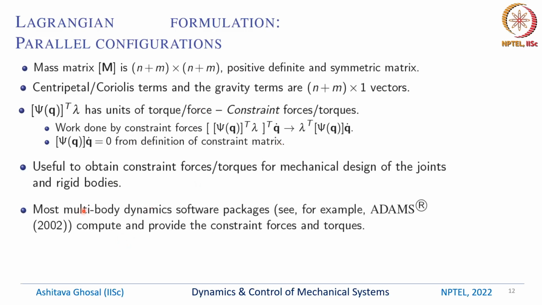Most multi-body dynamics software packages, for example Adams, compute and provide the constraint forces and torques. This Adams is from 2002, but there are now newer versions of Adams, and we will see one such newer version later on. But with this feature in Adams or any other multi-body dynamics software package, you can obtain the constraint forces and torques.